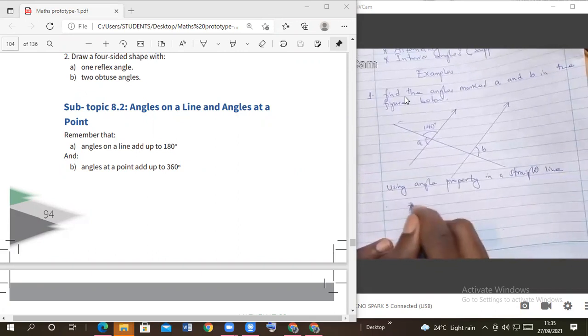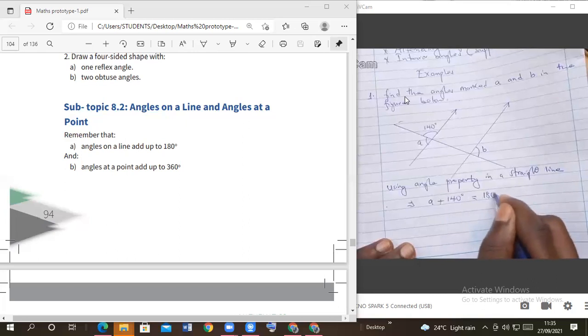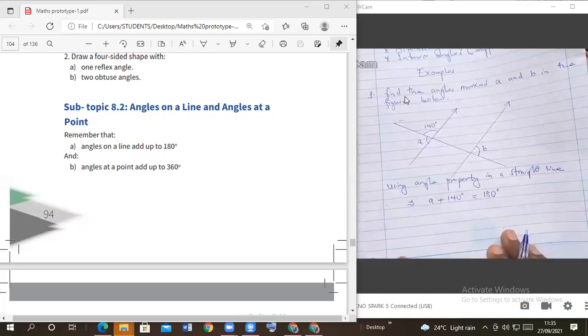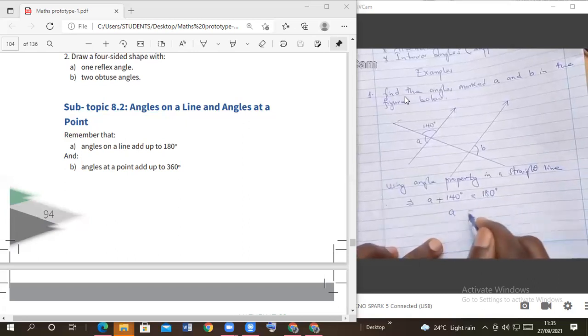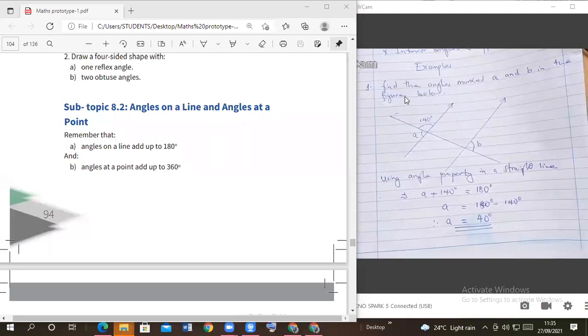So it implies that A plus 140 degrees must give us 180. Which means our A is going to be 180 degrees minus 140, which is 40. So therefore our A is 40 degrees. Members, are we together?